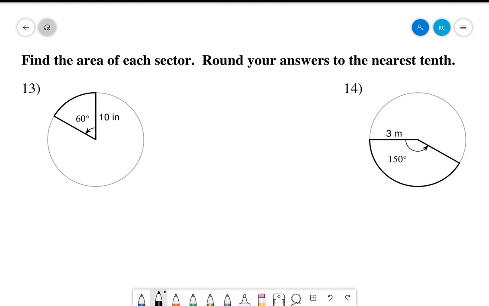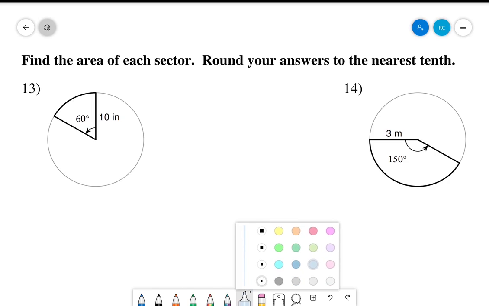Now these problems are a little bit different. Instead of finding the arc length, it's asking us to find the area of each sector. So we're not looking for just a length now. Now we're looking for an area. Round your answers to the nearest tenth. So in this case, we are going to get a decimal, and we'll round to the nearest tenth.